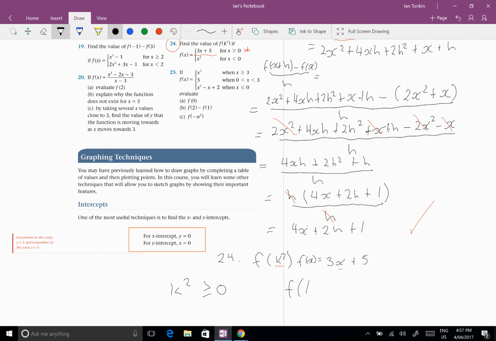So f of k squared is 3, put the k squared where the x is, plus 5. And that's it. Done. I mean, it's so simple. It's just testing your knowledge of, well, which one do I sub it into? And knowing this bit, that k squared will be a positive number, no matter what you do, right? Unless you're dealing with imaginary numbers, but you're not yet. K squared will be a positive number, so you put it into the 3x plus 5. And you just put the k squared there. I hope you're able to do these. I hope if you use this that it helped, and I'll see you in class.